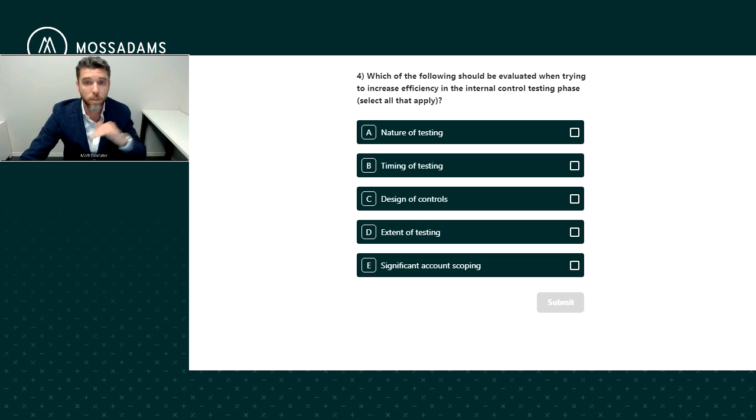The design, that's something you'd want to tackle during your design phase 2. By the time you get to testing it, it might be too late. And then significant account scoping, that's something you want to deal with back in phase 1. So the official answer is A, B, and D. So I just wanted to make sure that we clarified that.